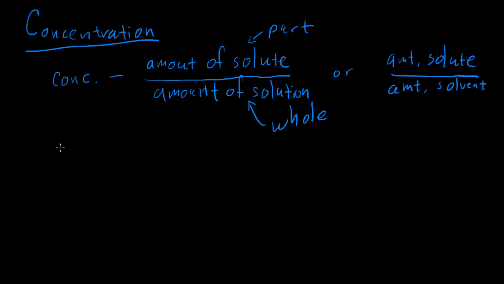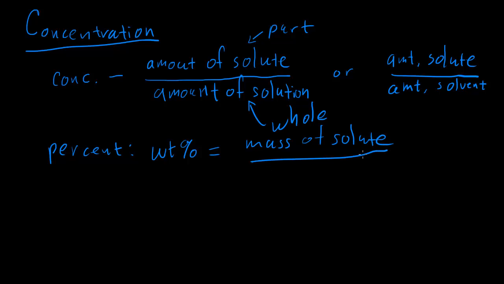So typically we will express concentration in percentages. This is one way that we could express the concentration as percent. Now to be a percentage, we need to make sure that our units cancel out. So typically we will talk about either a weight percent, so I'll abbreviate that WT, which is going to be the mass of the solute divided by the total mass of the solution.